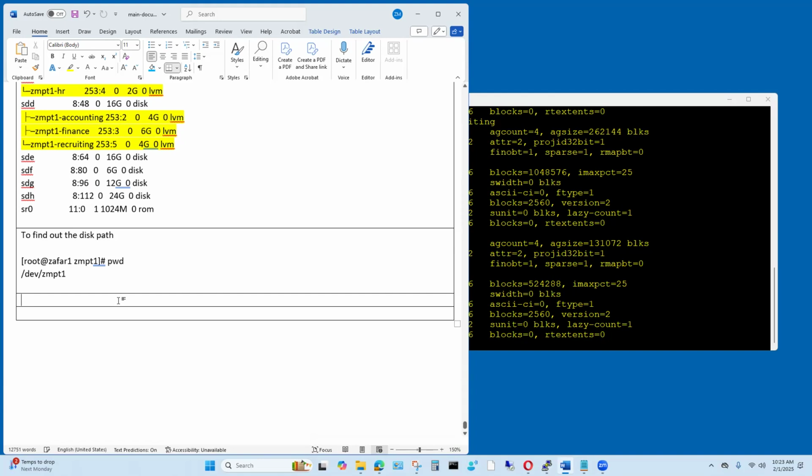So now do mkfs.xfs and copy that path, /dev/mapper/accounting-something. Slash, no space, slash. Then, let's have some fun. Put an asterisk there. Yeah, hit enter.